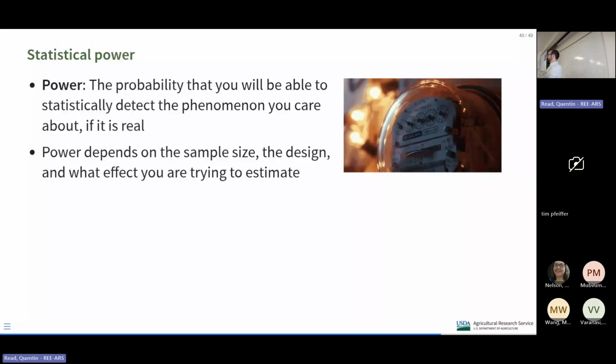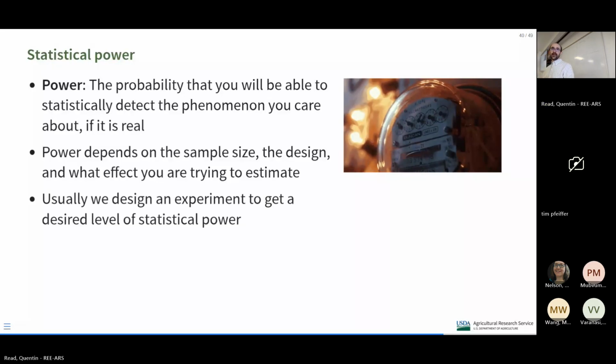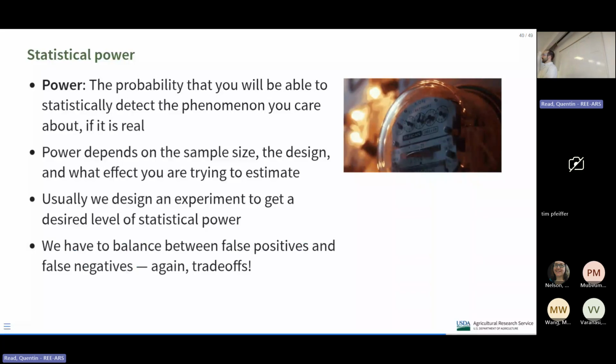But as I've hopefully shown you, it also depends on the design. And usually experiments are designed to get a desired level of statistical power. Often it's like, okay, we want to have 80% power, meaning that if we set up this experiment many times, to detect a certain effect of a certain size, 80% of the time we would get a significant p-value of 0.05, usually 0.05 or less. That's what that means. And so that's related to the balance between false positives and false negatives.